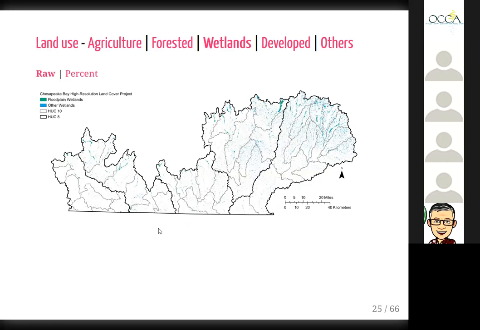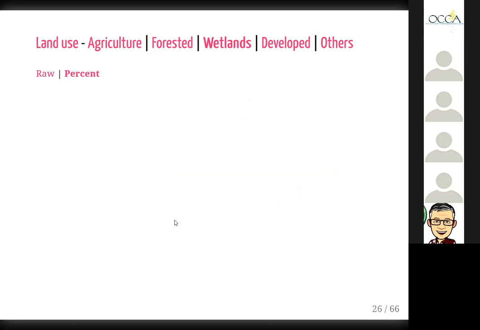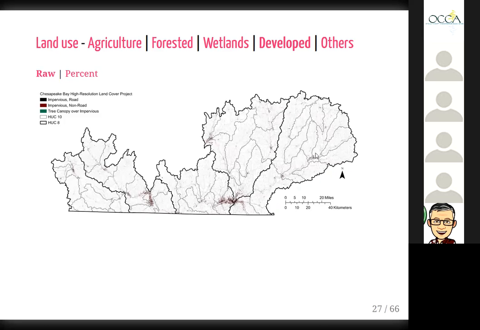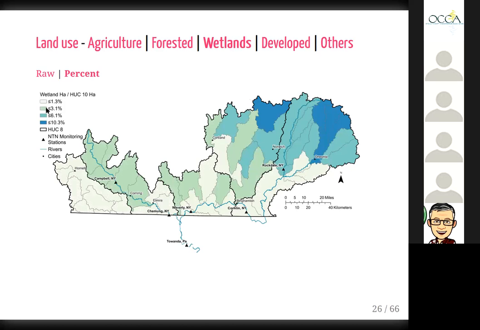So wetlands is higher in the headwaters in the northern part of the watershed. You can see them all light up. It's hard to see on this map because they are such a fine scale, 1 meter data. But the percent makes it easier for those to pop out. And you can see how much lower the percent is for the wetlands compared to the ag and forested.